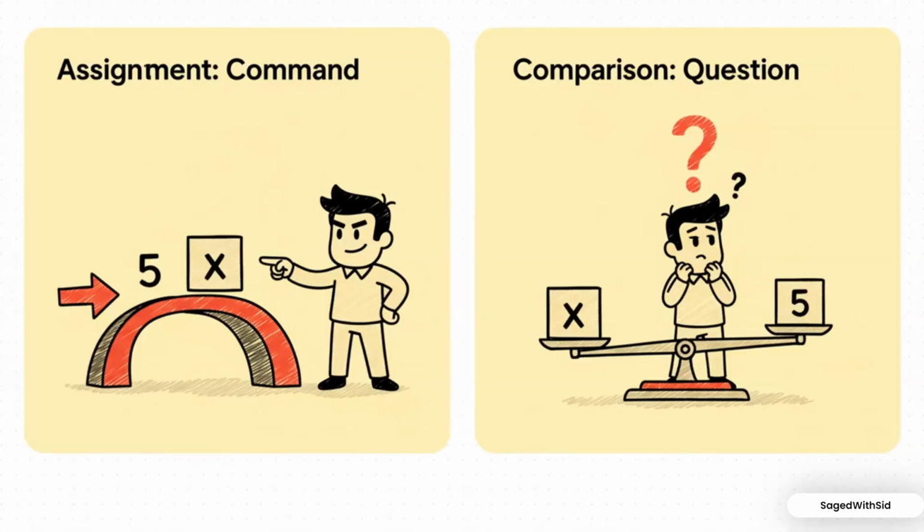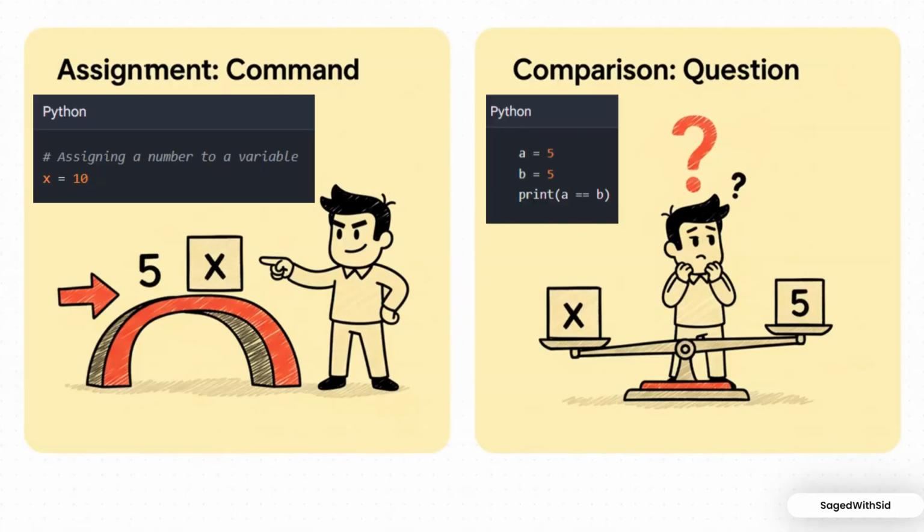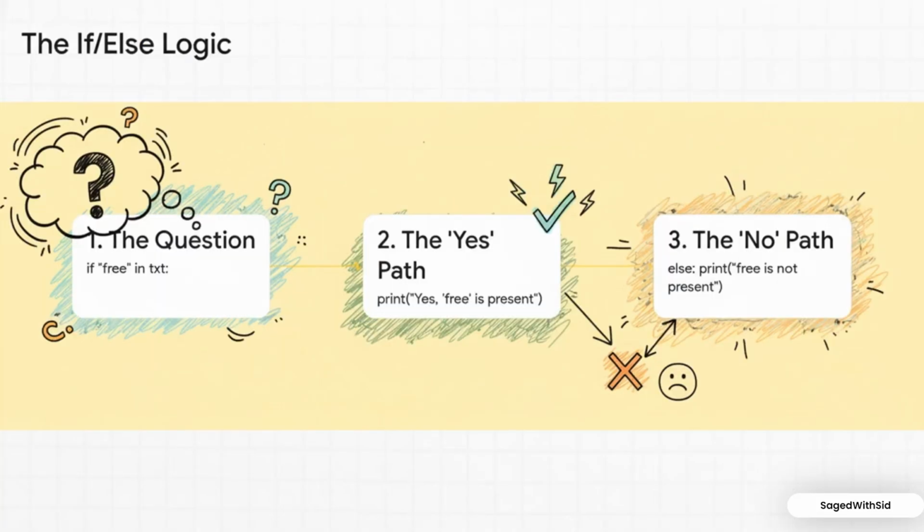Pay attention to this one because it trips up literally everyone when they're starting. A single equal sign is a command. It's like you're pointing and saying, you will now be equal to 5. But a double equal sign is a question. It's asking, hey, are you equal to 5? One is an order, the other is a question. Huge difference. So, how do we use that question?